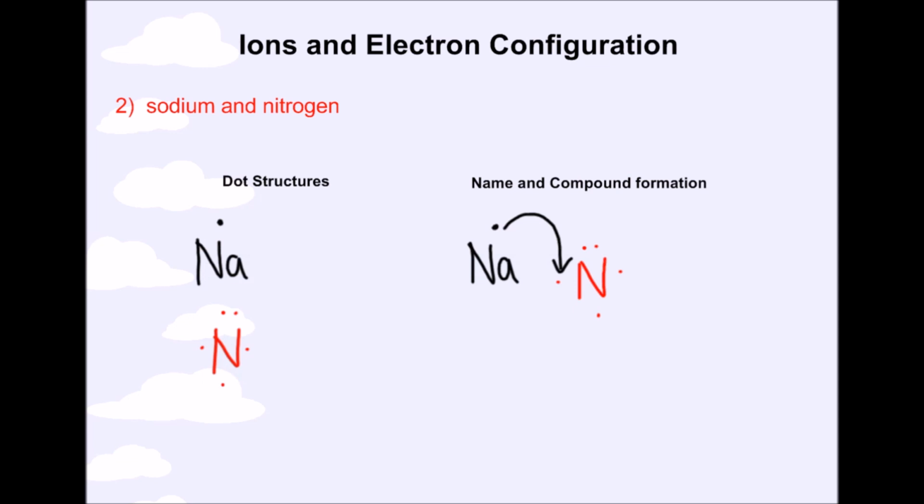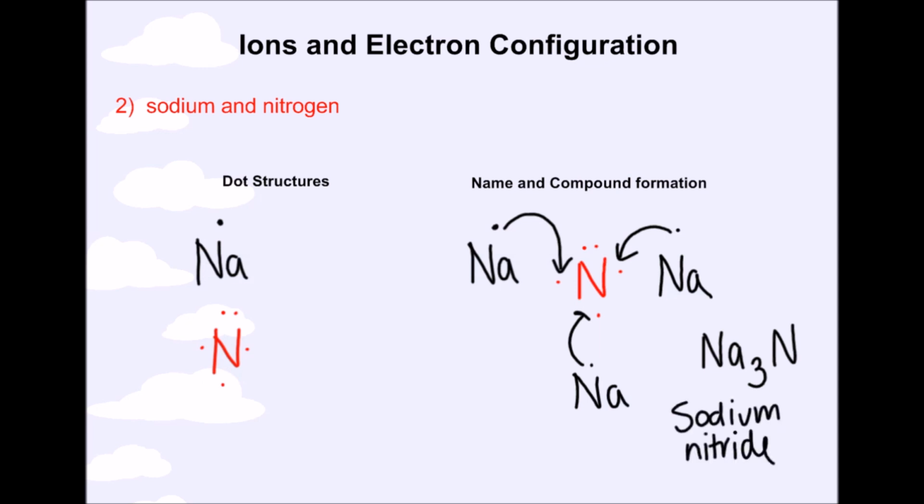It now has 1, 2, 3, 4, 5, 6. It needs 2 more. So there's another sodium with another electron to give away. Well, it still needs 1 more. So there's another sodium with another electron to give its electron away. That's why the compound between sodium and nitrogen is Na3N. 3 sodiums for every 1 nitrogen. This is known as sodium nitride. Go ahead and pause the video and try number 3 on your own.